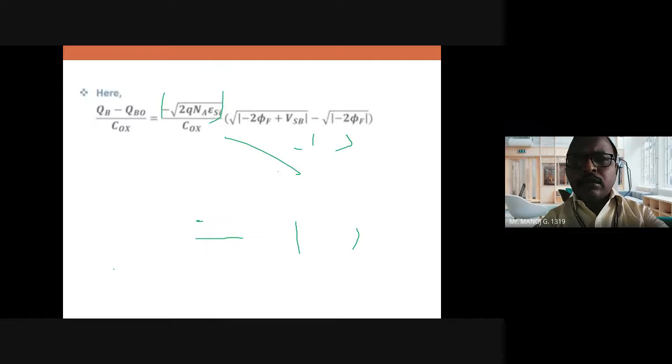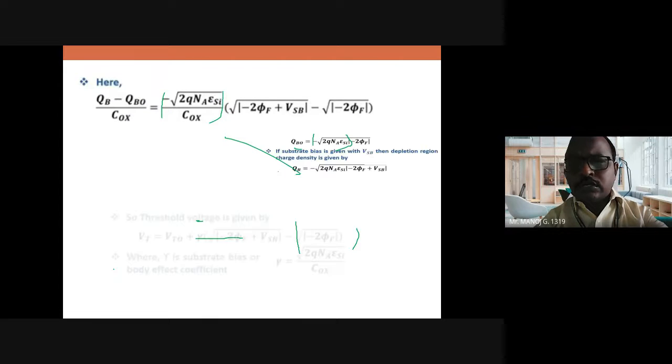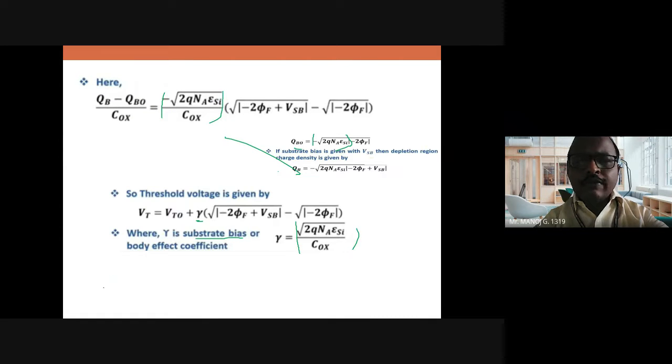And then you make it in terms of voltage. The voltage is given to be Vt equals Vt0 plus gamma into root of 2 phi f plus Vsb minus root of 2 phi f, where gamma is the substrate bias or body effect coefficient. Is that clear? So just go through this whole thing.